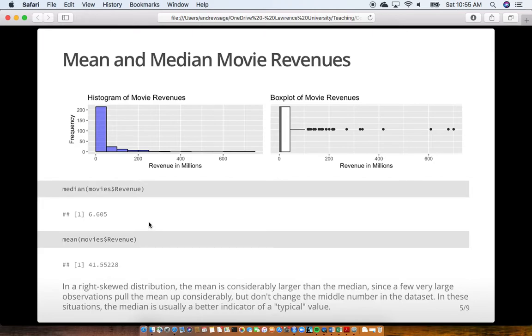This is due to the few very successful films like Black Panther and Avengers pulling up the mean considerably. In a right-skewed distribution, the mean will be larger than the median since a few very large observations pull up the mean but don't change the median. In these situations, the median is usually a better indicator of a typical value.